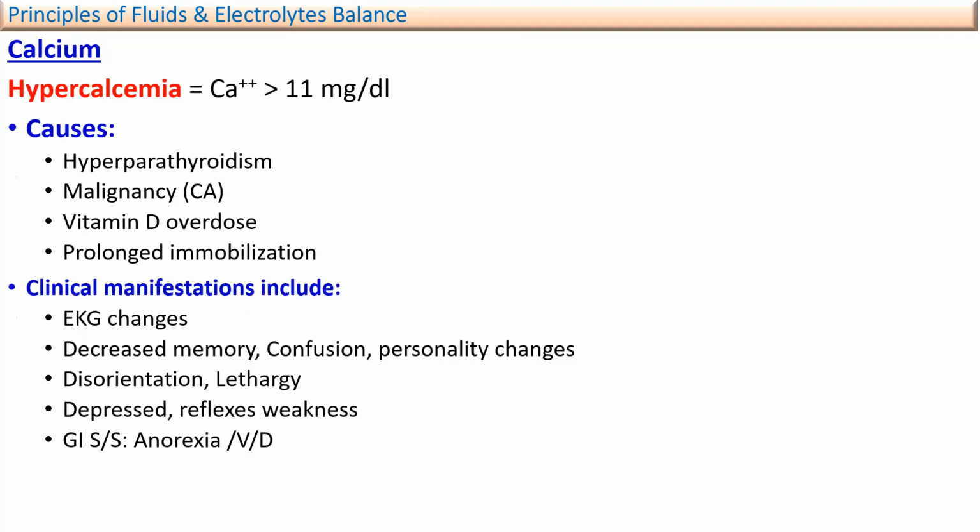Now, hypercalcemia, when the patient has a calcium level exceeding 11 milligrams per dL, would result either from hyperparathyroidism because of the excessive release or production of the PTH hormone, or from malignancy, in which there is increased cell division that results in more calcium release, or when the patient ingests a lot of vitamin D. So vitamin D toxicity or overdose can lead to hypercalcemia, or it can result from prolonged immobilization.